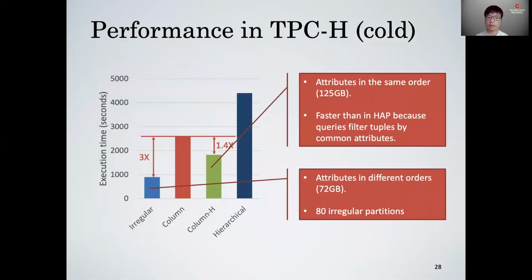Now let's see the query evaluation performance on the realistic TPCH data. Here we show three baselines and find that the irregular partitioning is faster than these baselines for the same reason as in the HAP benchmark. Something different here is that the column H is faster than the plain column store on the TPCH data, but both baselines have the same performance in the HAP benchmark. This is because the TPCH queries filter tuples according to the values of a common set of attributes, but the HAP queries filter tuples by totally different attributes. So it would be easier to horizontally partition the TPCH data than the HAP data.